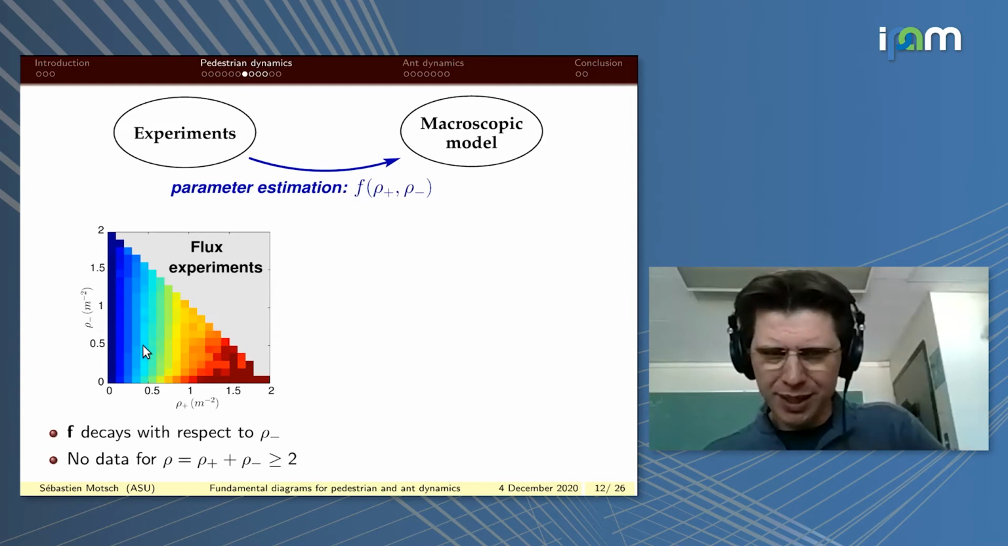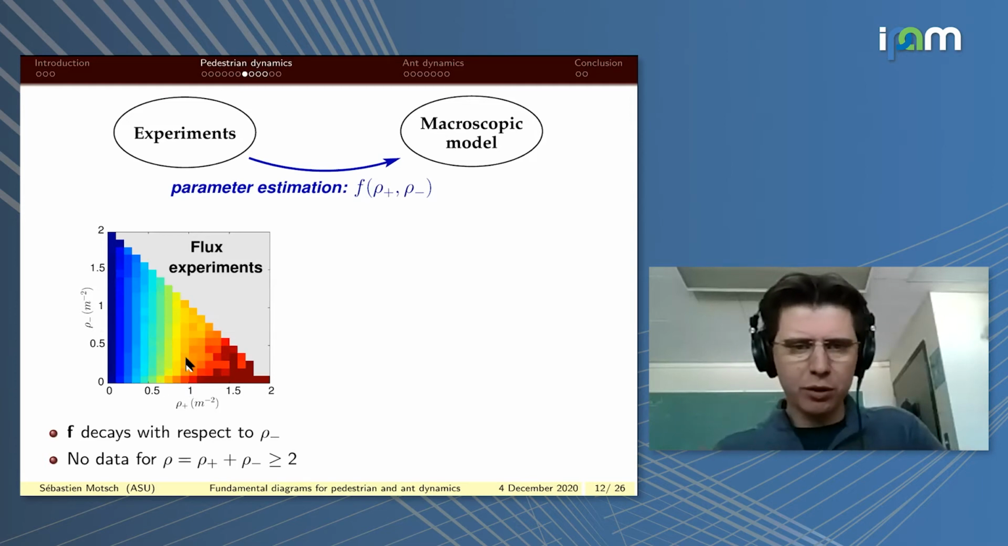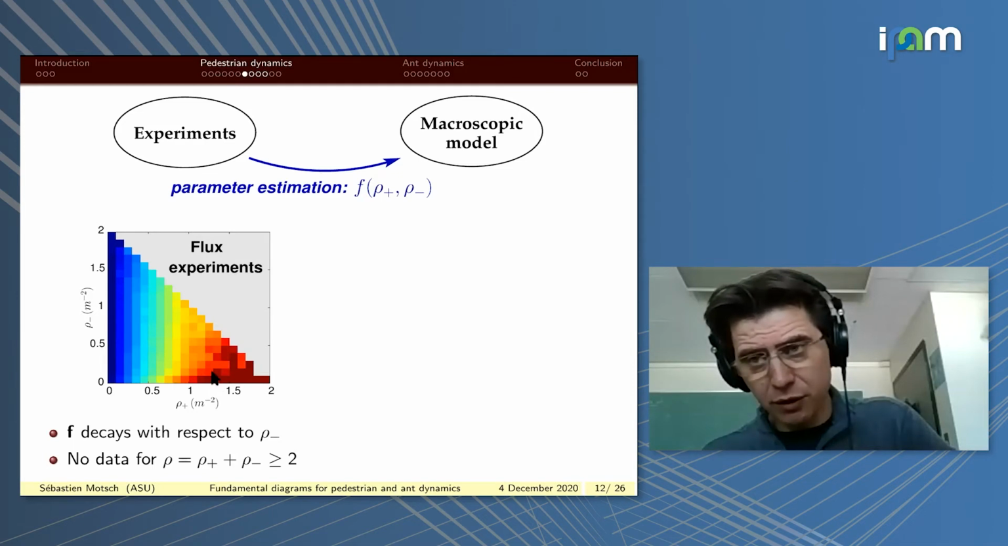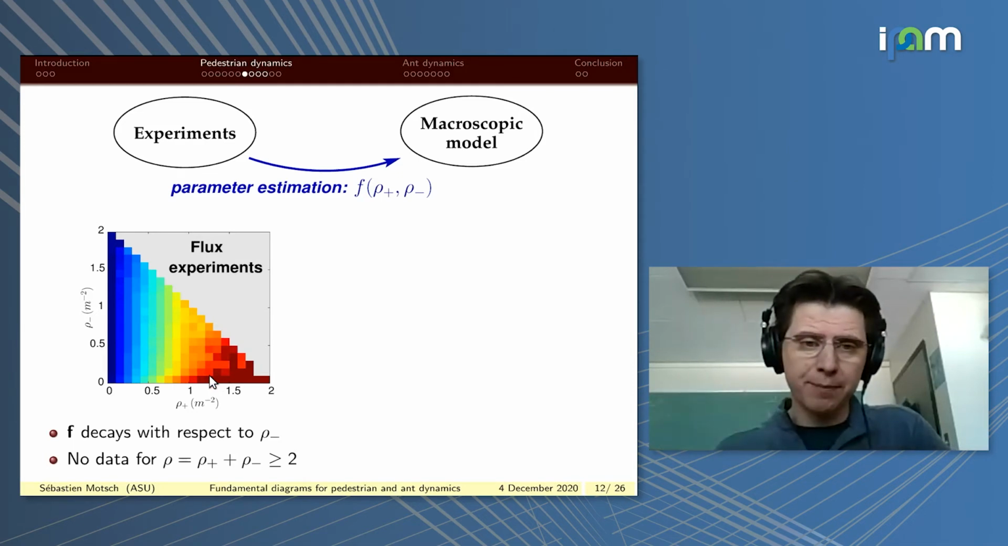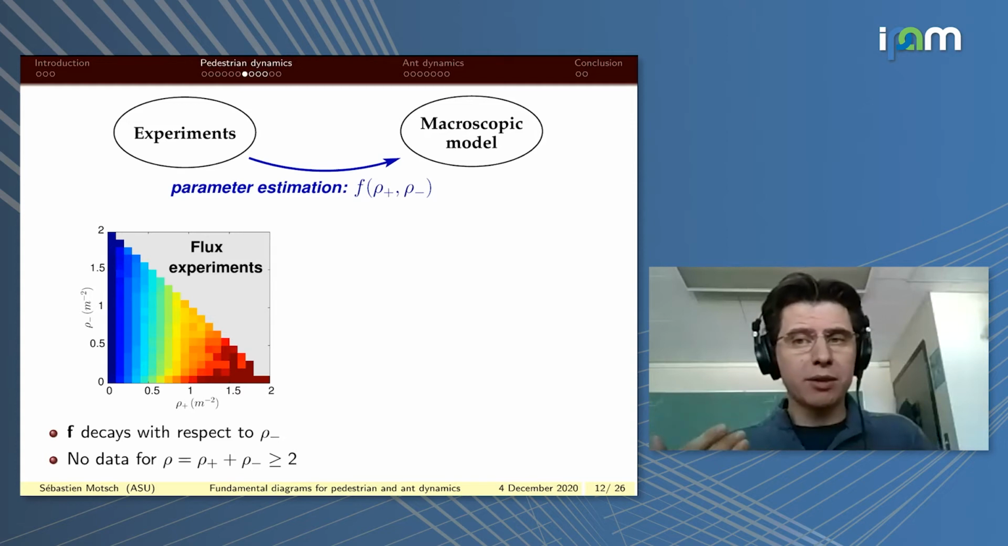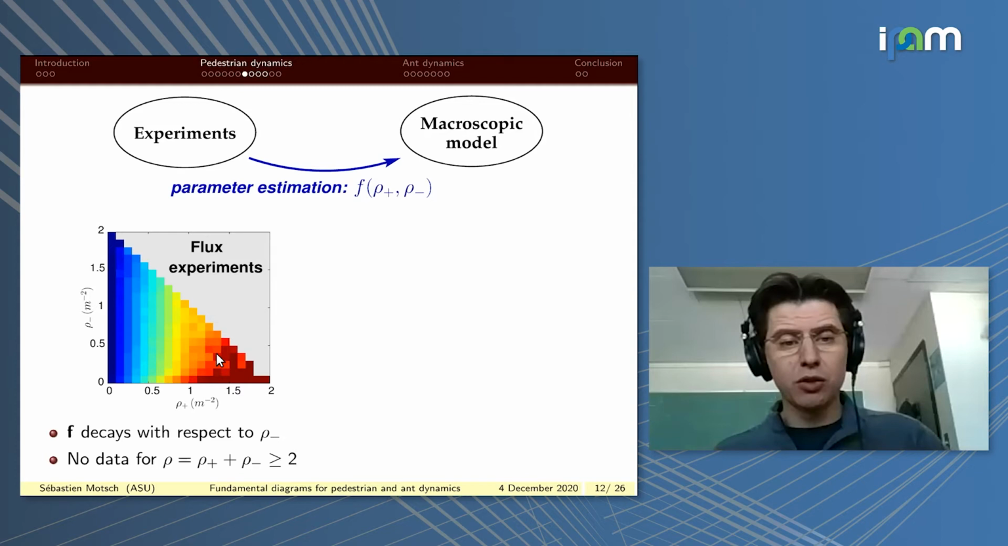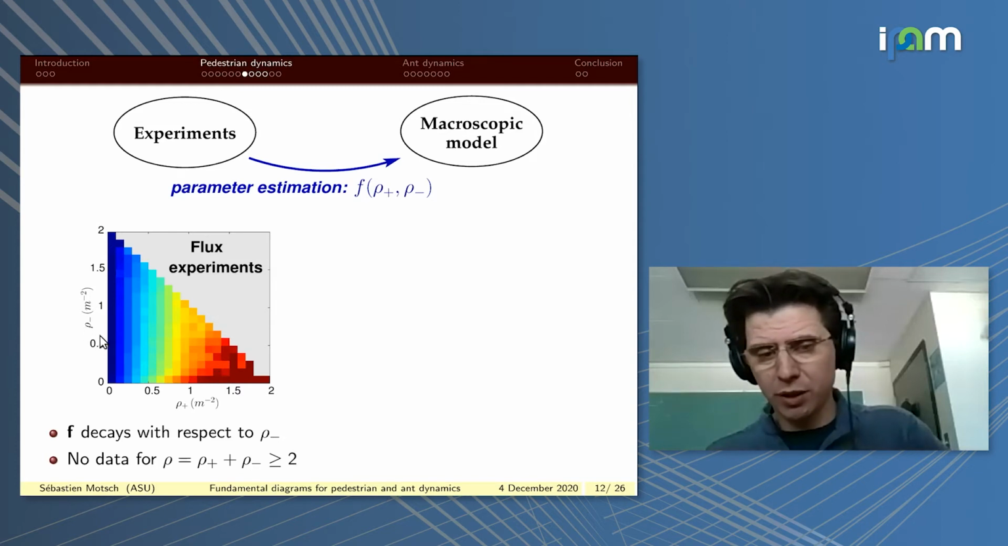But for rho minus, it's kind of clear. I should have put what the color code means, but red is high flux, blue is low. So what you're going to see here is that as rho minus increases, the flux always decreases. It's kind of normal because rho minus doesn't actually push you, it pushes you on the wrong side. So the flux is going to decrease as rho minus increases.